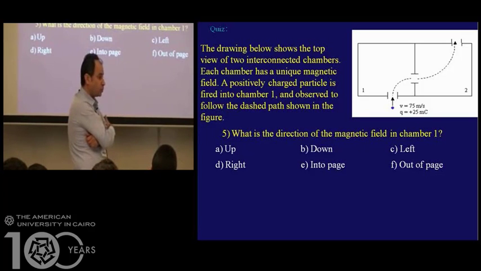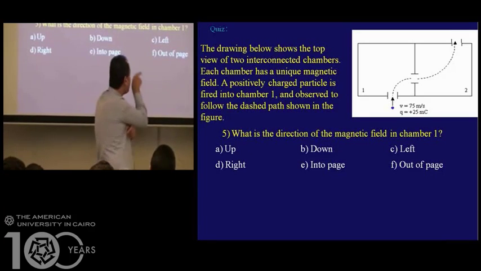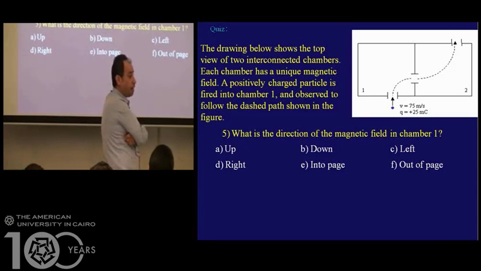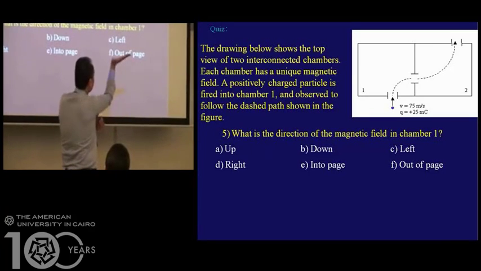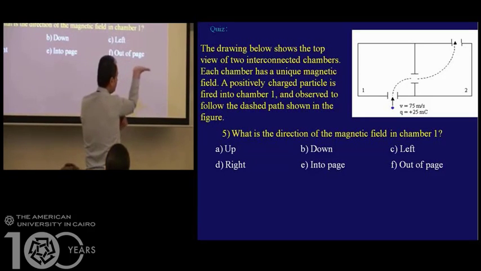Okay, about the direction of the magnetic field in chamber number 2. What is the direction of the force at the very beginning? Up, thank you. So this is the direction of the force, up. What is the direction of the motion? To the right. So what will be the direction of the magnetic field?